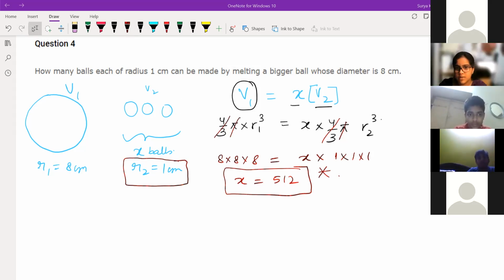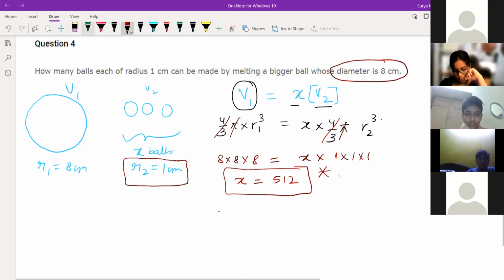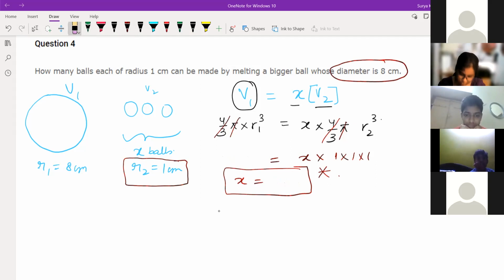But here multiplied the diameter is not the radius. Yes, correct. Very nice. See, one child understood here. This is diameter here, so we have to use 4. So 4 into 4 into 4, the answer is 64. Because you have to write here R is equal to 4 centimeter, not 8 centimeter. If we write 8, the answer is wrong, no?